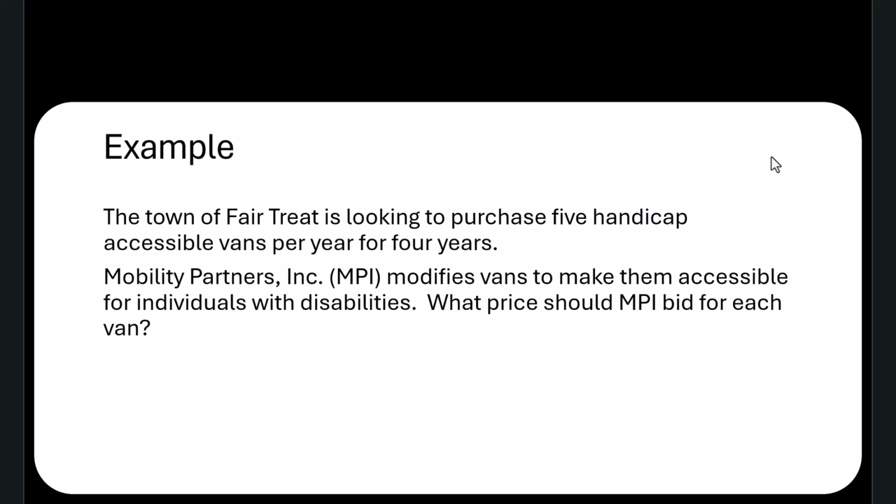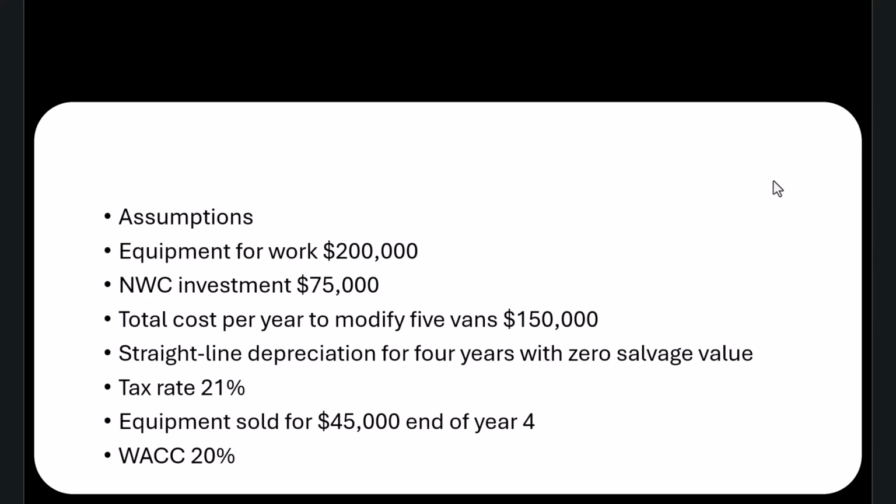The town of Fairtreat is looking to purchase 5 handicap accessible vans per year for 4 years. Mobility Partners, Inc. modifies vans to make them accessible for individuals with disabilities. What price should MPI bid for each van? So we need to know a little bit of information here.